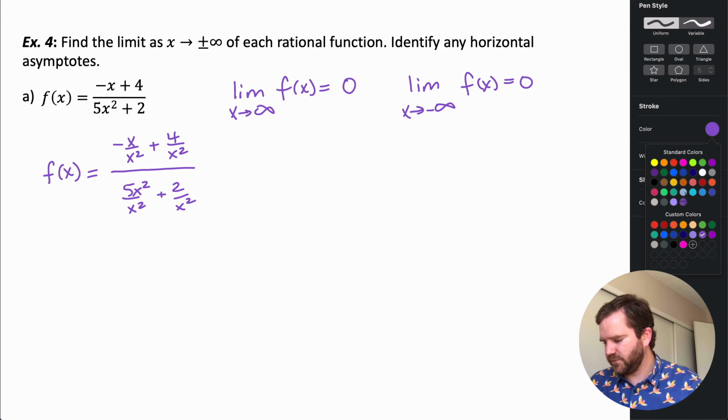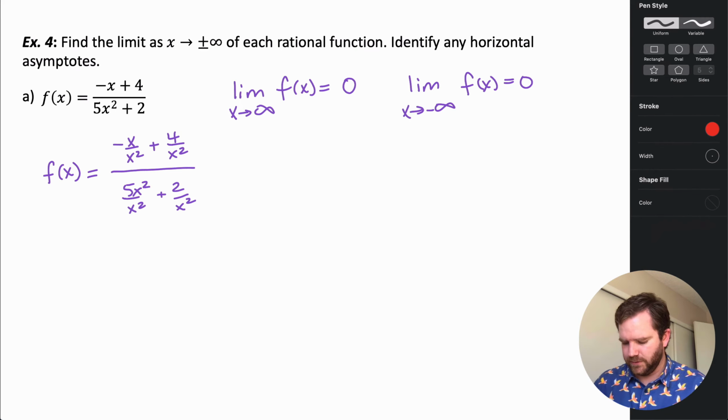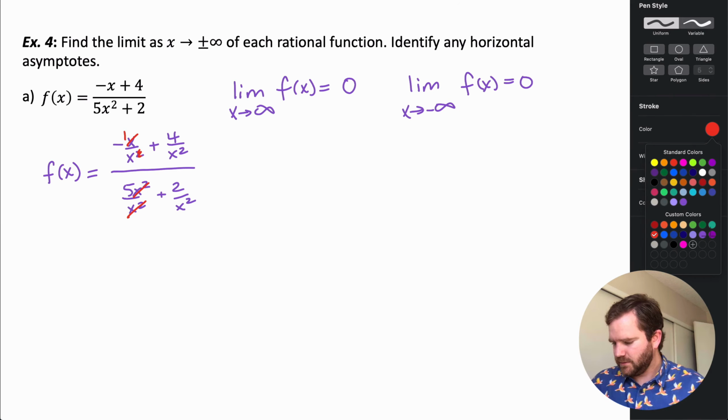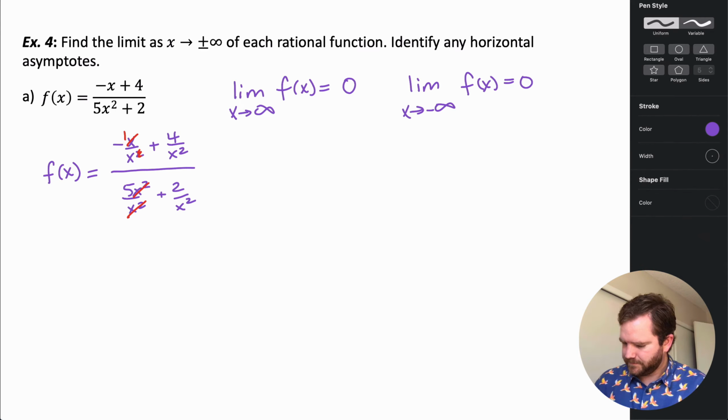I just want to show this the first time, and then we'll be able to reduce these things on our own. This is going to cancel, and we're going to have 1 over x there. This is going to stay like this. These x squareds will cancel. So this is essentially 1 over x plus 4 over x squared. Actually, it should be negative, though. And then divided by 5 plus 2 over x squared.